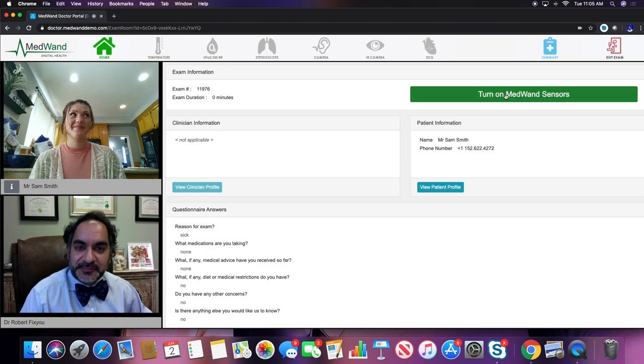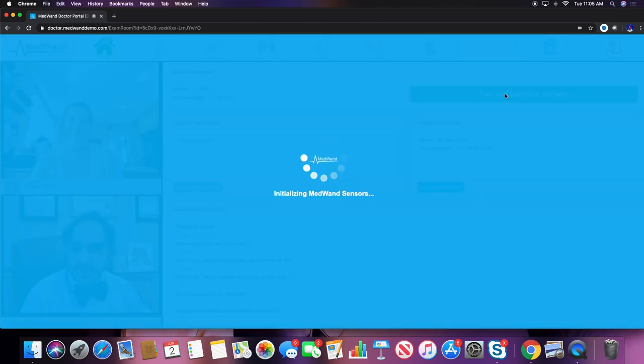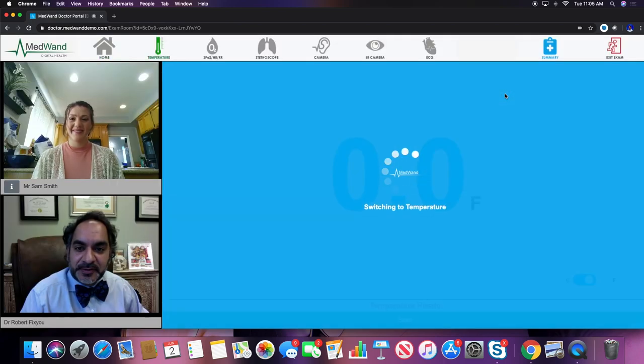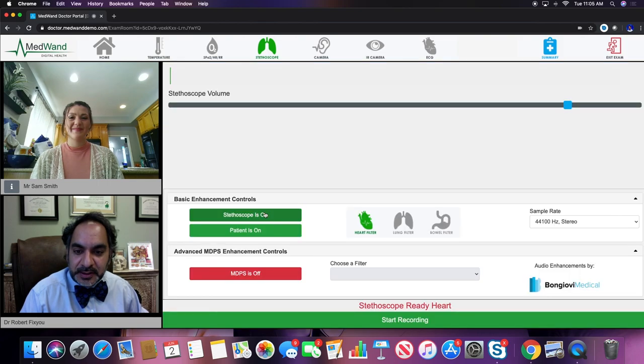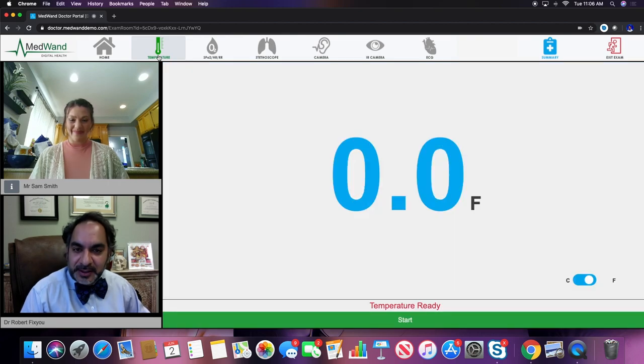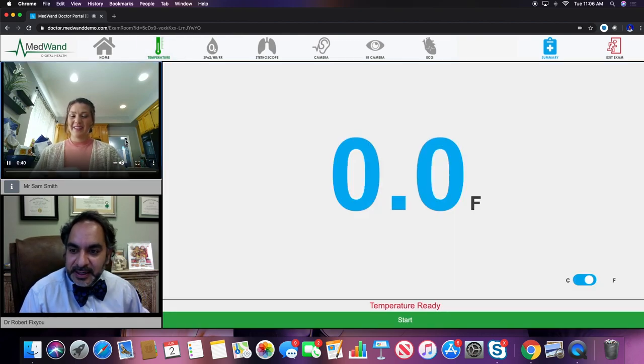So let me just take a few steps here and turn on some of our sensors and switch off some of the other ones so we can optimize everything. Give me a quick moment. And then I'm going to go to the stethoscope and just mute some of the things we don't need right now. Great. So let's start by taking your temperature, please.